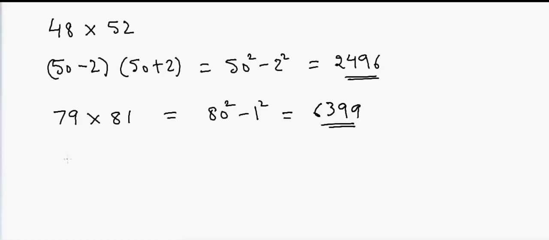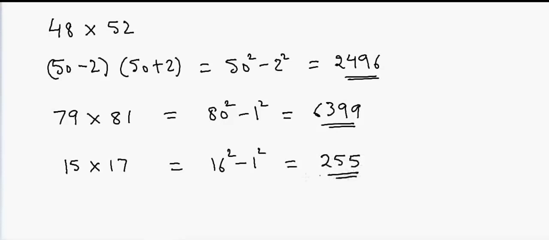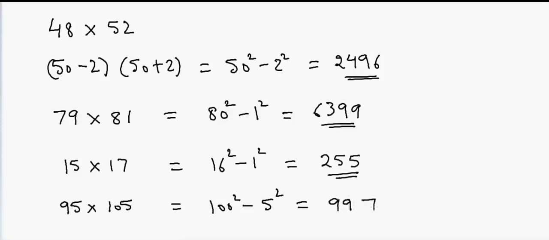Suppose we have to do it again, like suppose 15 into 17, so in that case it will be equal to 16 square minus 1 square, that's equal to 255. Another example is 95 into 105. Here it will be equal to 100 square minus 5 square, so that gives me 9975.